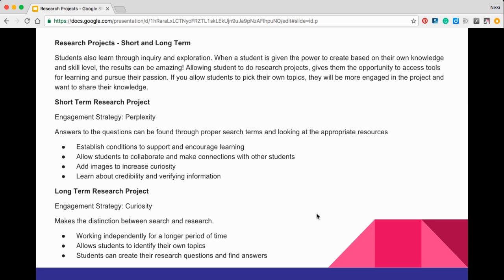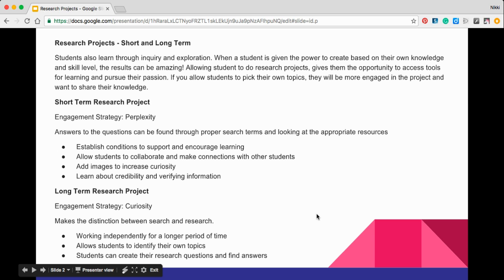Answers to these questions could be found through proper search terms and looking at the appropriate resources. You can establish conditions to support and encourage learning, allow students to collaborate and make connections with other students, add images to increase curiosity, and learn about credibility and verifying information.